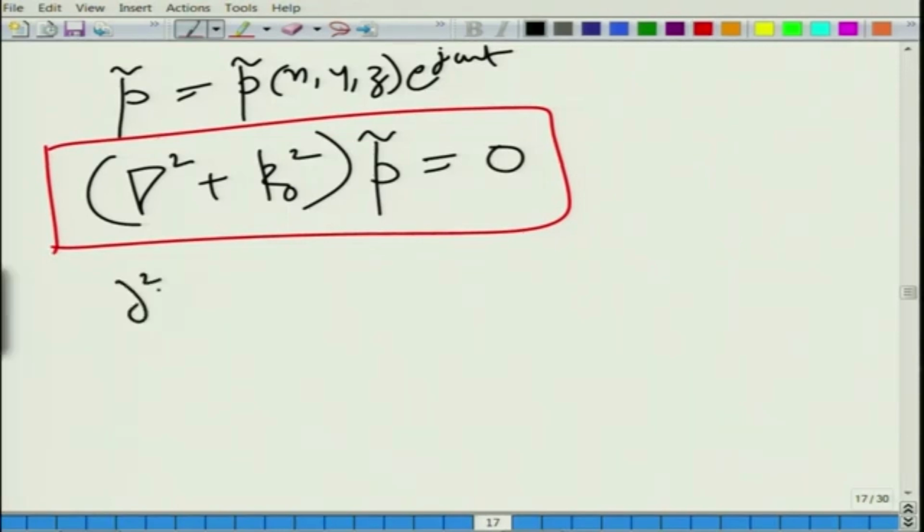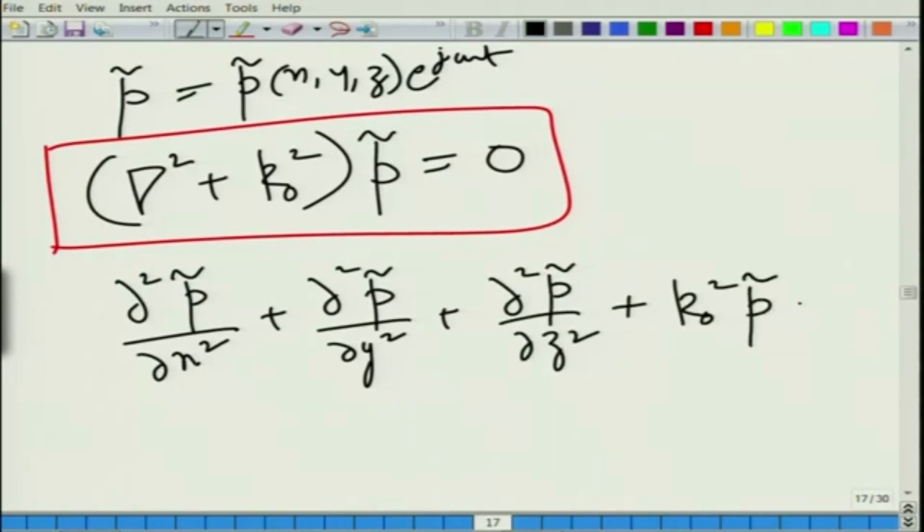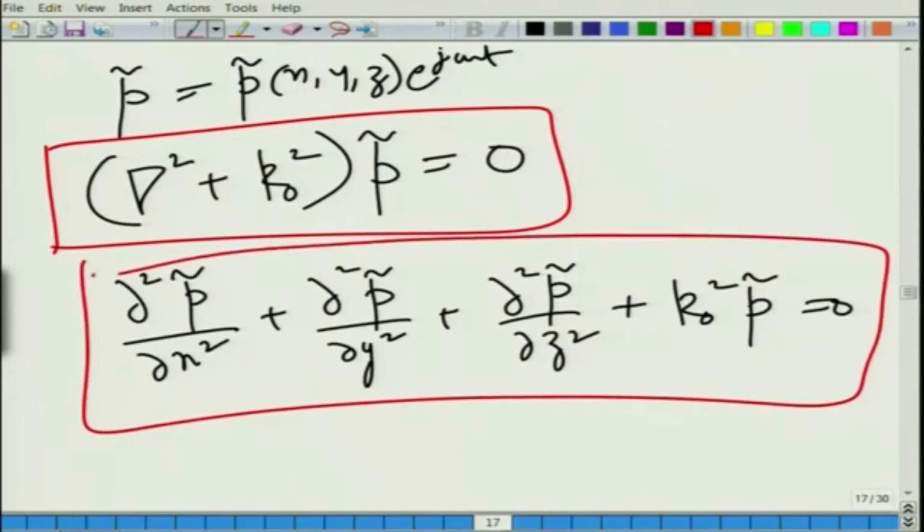Let me expand this out completely for you. So, we get this equation. So, finally, this is the result that we were waiting for a long time. Now, we can actually cleverly guess what will happen before we move on.